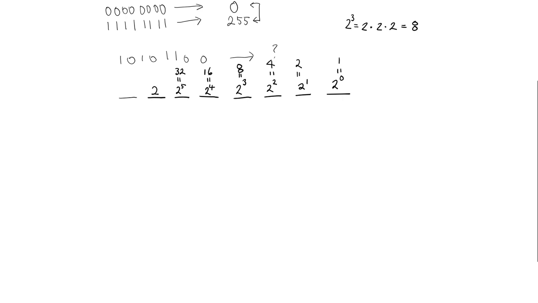And then 2 to the 6 is equal to what? 32 times 2 is 64, right? And then 2 to the 7, which is what? 64 multiplied by 2 is 128, right? So first, you write these numbers, okay?